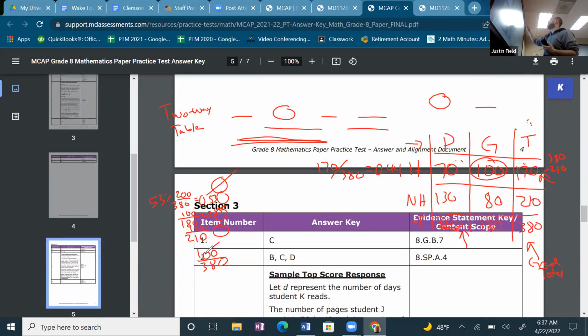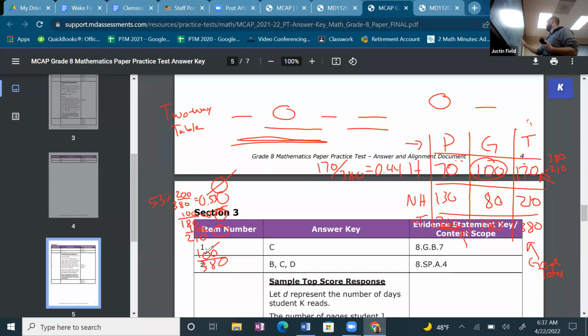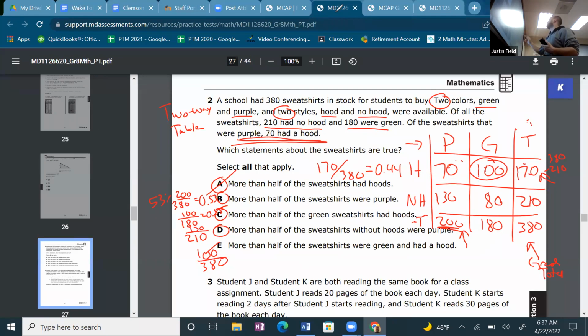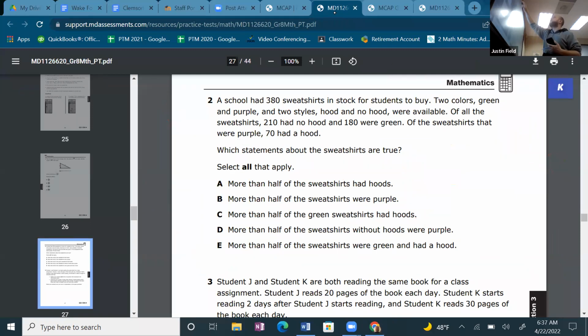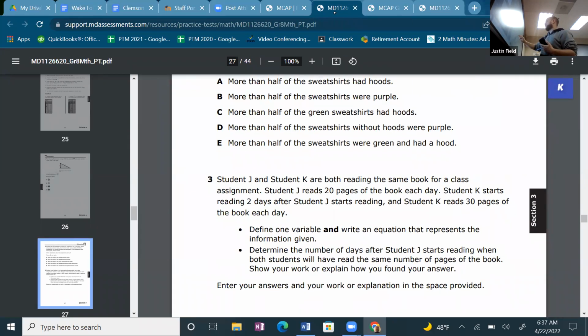B, C, D. There we go. See? Got it right, guys. We got it right. Two-way tables. Make sure you know about it.